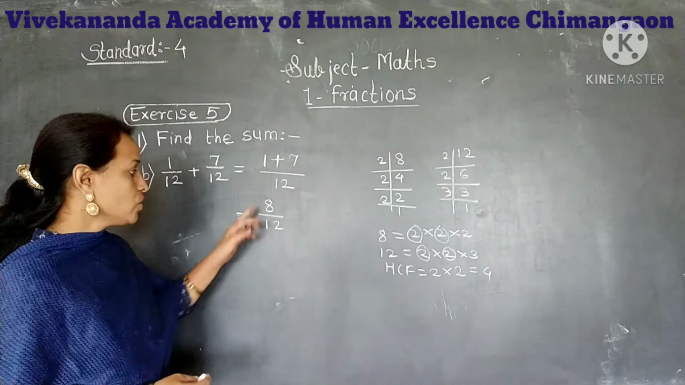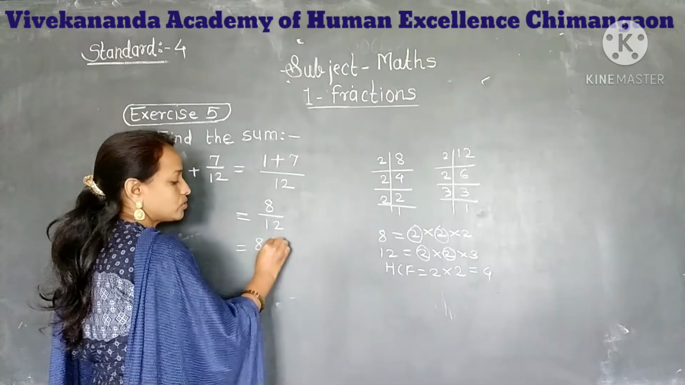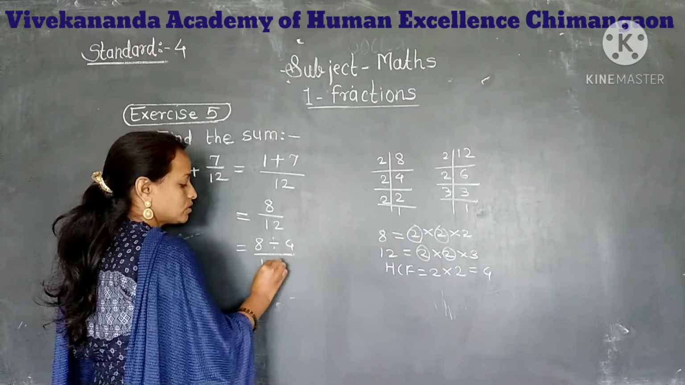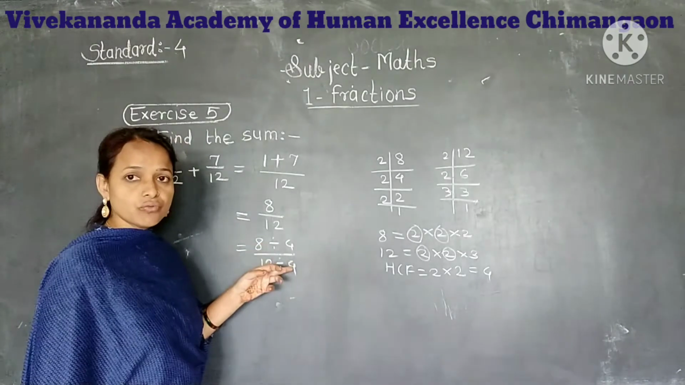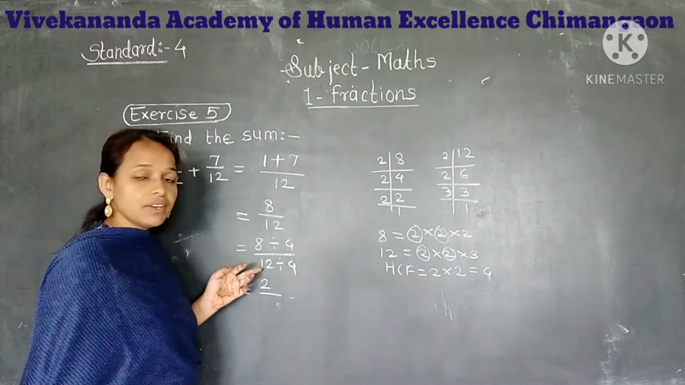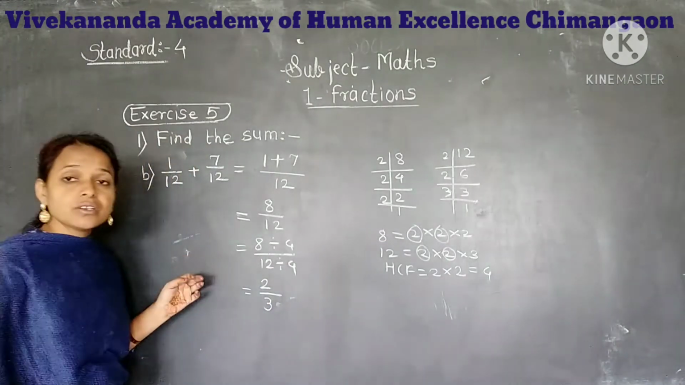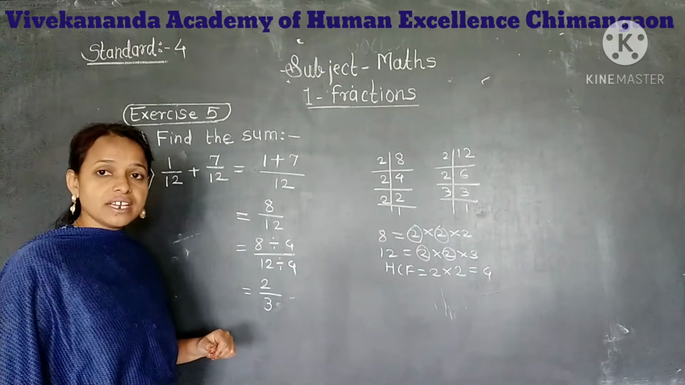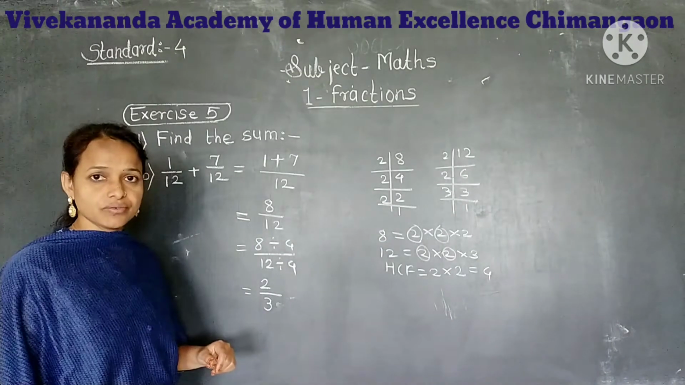Now we divide numerator 8 by 4 and denominator 12 by 4. Dividing 8 by 4, 4 twos are 8, so we get quotient 2. And dividing 12 by 4, 4 threes are 12, so we get 3. So here we find the answer in its lowest terms by finding the HCF.